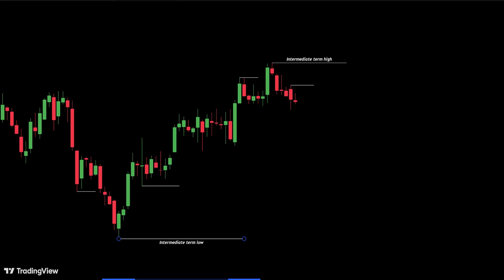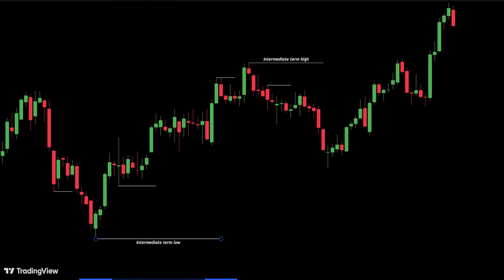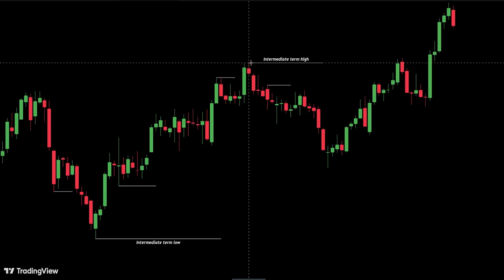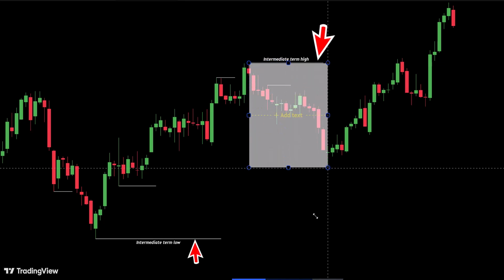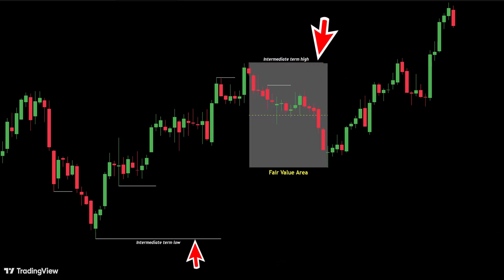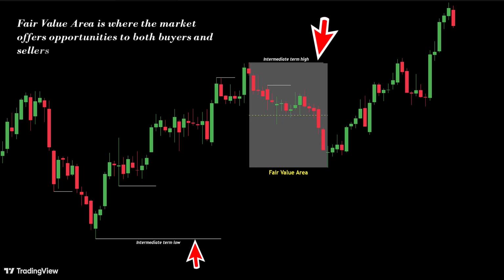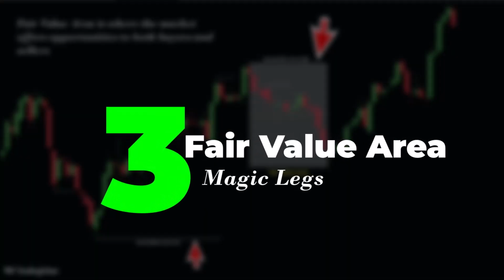Another powerful step to understand what the market is doing at the moment is the fair value area. This is where the game is being played. Now, once you've marked out your intermediate term high and low, you've defined what's called the fair value area. This is the zone between those 2 points, and it is where the market offers opportunities to both buyers and sellers. Here's how price typically behaves within the fair value area, broken down into 3 legs.